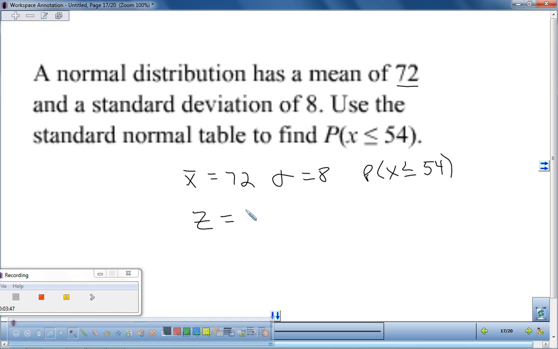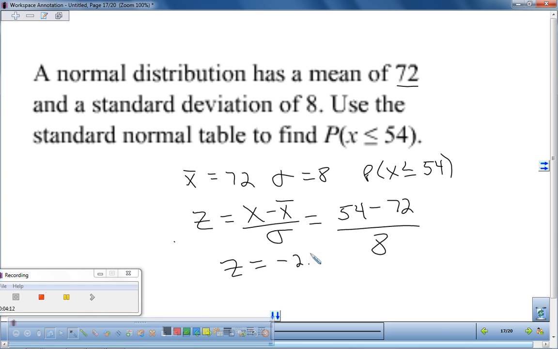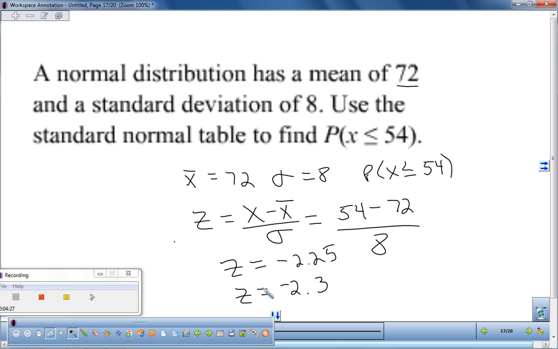Now our z-score here, again remember, is going to be x minus x bar over the standard deviation. So in this case, it's going to be x, which is 54, minus 72, all divided by 8. Alright, so we end up with a z-score of negative 2.25. Now, if we're using a table that goes to 2 decimal places, we would use this. But the particular table that we're using for this example goes to 1 decimal place. So we're going to use a z-score equal to negative 2.3.